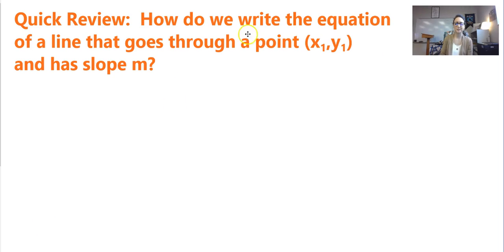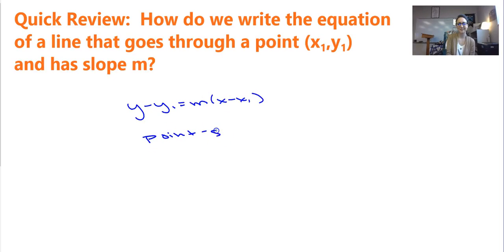So quick review, do you remember how to write the equation of a line that goes through the point x1, y1 and has slope m? If not, go ahead and write this down with me. It is y minus y1 equals m times x minus x1. This is called point slope form of a line. And this is the form we use the most in calculus. We use this pretty much every day in calc. So make sure that you've got this written down if it's not one you're super comfortable with, because we're going to be using this a lot for the remainder of the next two lessons.